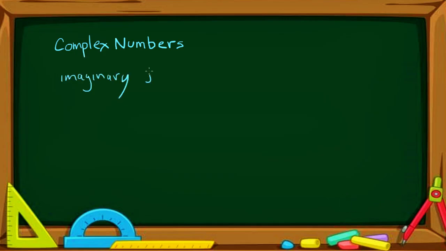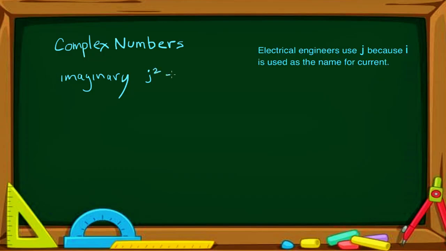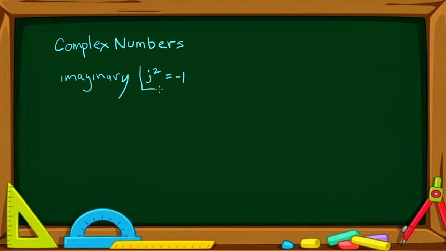The number j, in electrical engineering, we use the number j instead of i. And j squared is defined to be -1, so that's the definition of j. And that's referred to as an imaginary number. I don't really like the name imaginary, but that's what we call it. It's a real useful concept in electrical engineering.